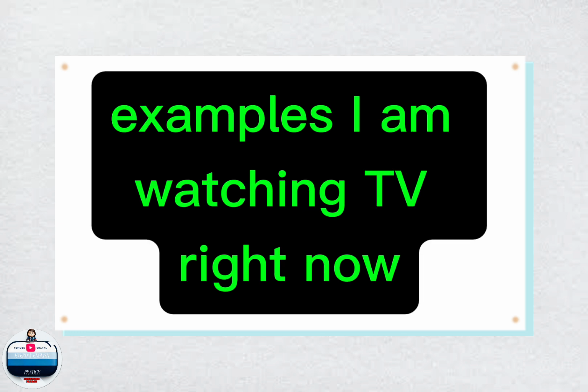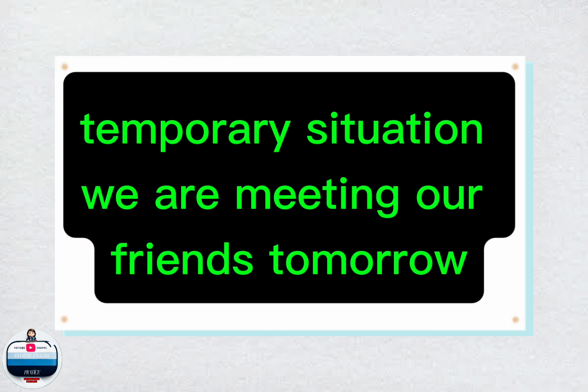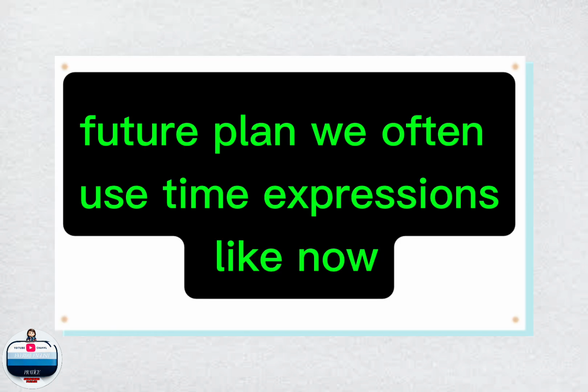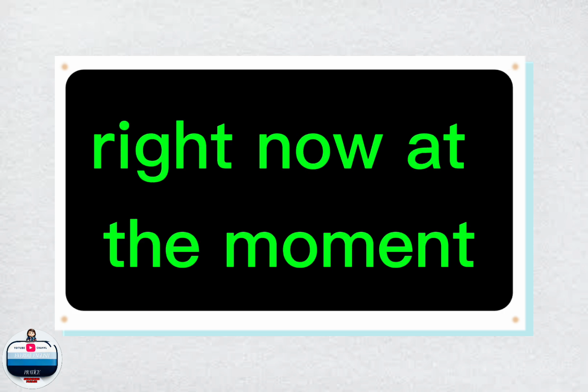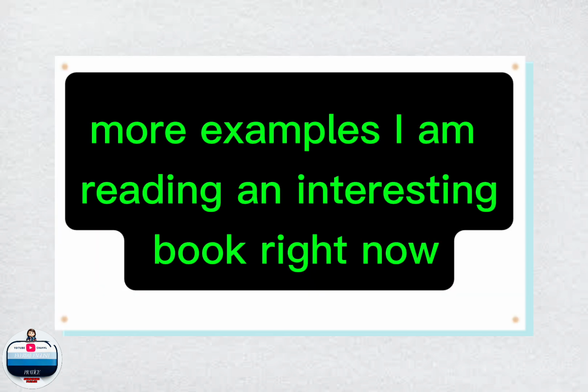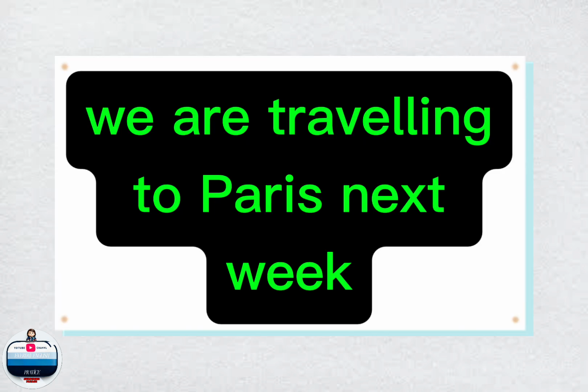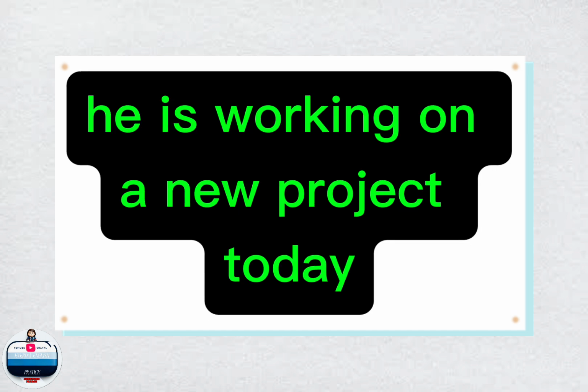Examples. I am watching TV right now. Action happening now. She is studying for her exams this week. Temporary situation. We are meeting our friends tomorrow. Future plan. We often use time expressions like now, right now, at the moment, and this week with the present continuous tense. More examples. I am reading an interesting book right now. They are playing football at the moment. We are traveling to Paris next week. He is working on a new project today.